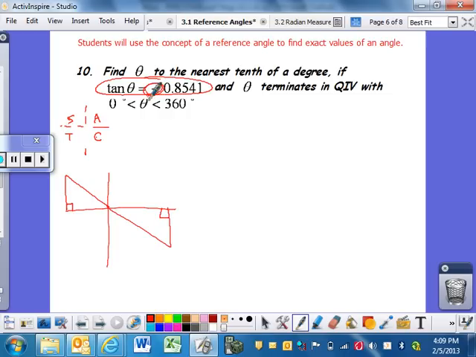Now how do I find that reference angle? I need to find theta. So I'm just going to take tangent inverse, because remember the only way to find an angle is if you take an inverse.